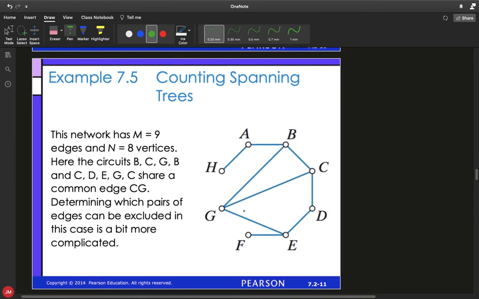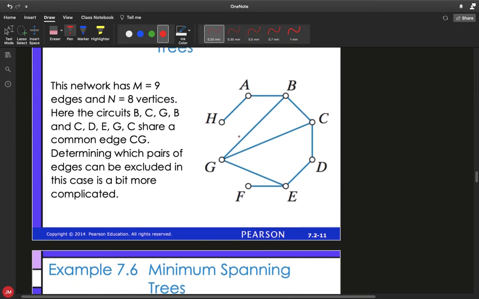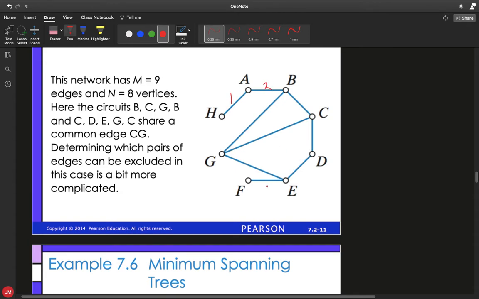So let's do another example of that. Let's take a look at some practice with counting the number of spanning trees. In this particular graph, we've got a total of 3 bridges. We've got H to A is one bridge. We've got A to B is a second bridge, and F to E is a third bridge. Those 3 edges, which I will go ahead and color in for us, are ones that we cannot remove, because if we were to get rid of any of these 3 edges, we would no longer have a connected graph.